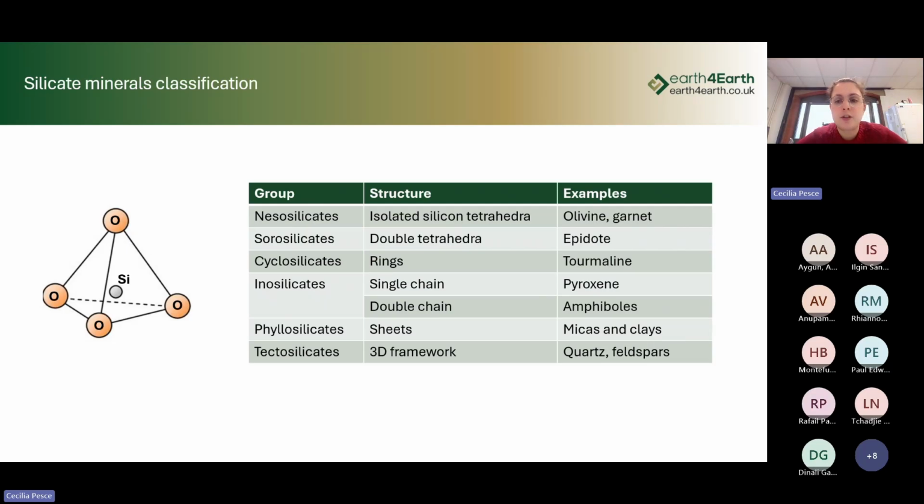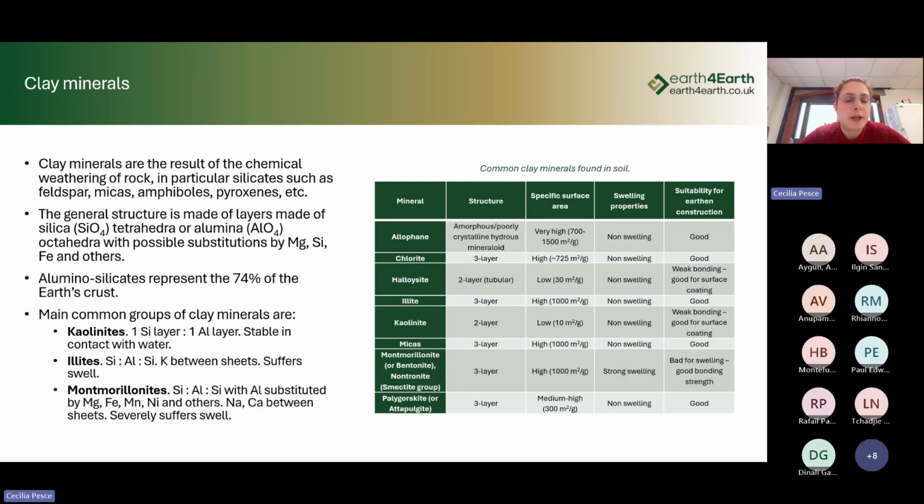So here we have just a reminder of the classification of silicate minerals. This is quite relevant when we're dealing with soil in earth construction. We will skip through this because I'm aware of the time. We have a range of clay minerals. They have different properties, but most importantly, we want to look at the swelling properties. So, for example, if we have a soil that is quite rich in montmorillonite, then we will have a strong swelling. So we need to be aware of that before using it in construction.